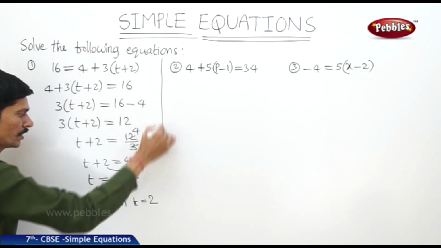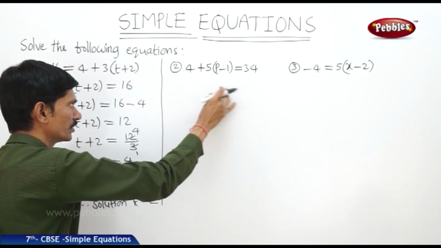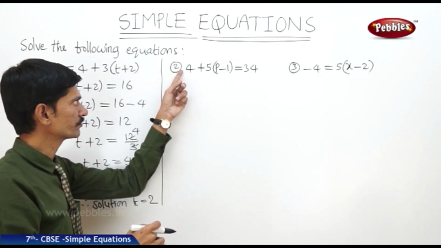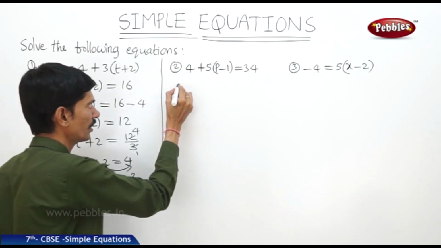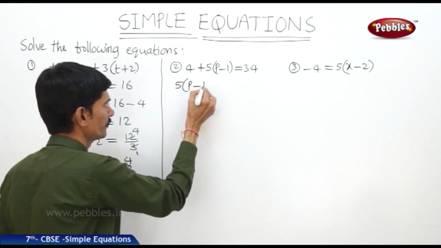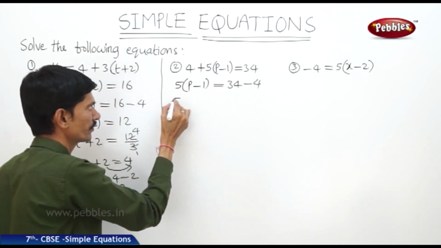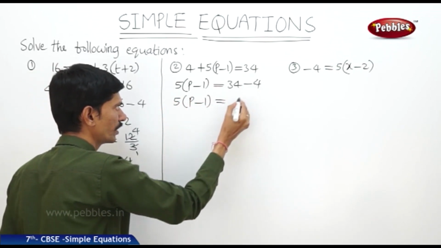Now let us solve the second equation, that is 4 plus 5 of p minus 1 equals 34. First we will transpose plus 4 to the RHS, then it becomes minus 4. So then 5 of p minus 1 equals 34 minus 4. So then 5 of p minus 1 equals 34 minus 4, which is 30.